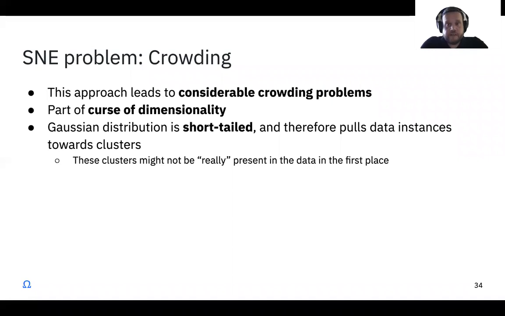The problem with SNE actually is that this approach leads to considerable crowding problems, and this is part of the curse of dimensionality. The problem with the curse of dimensionality is that Euclidean distances in high dimensional spaces tend to be more and more similar to each other as we add dimensions to our data.